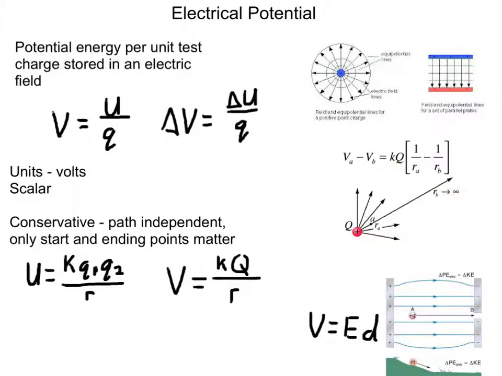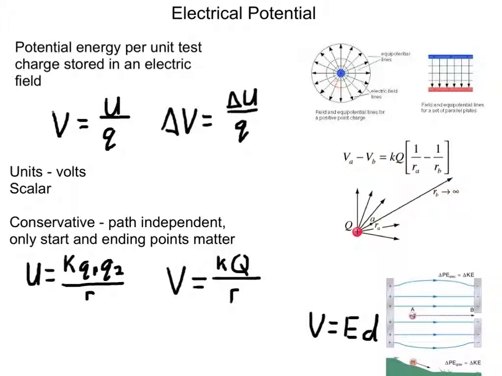All right, so let's talk about electrical potential. Electrical potential is potential energy. Think back to gravitational potential energy. There's a bunch of types of potential energy, aka stored energy. So this would be electrical stored energy, right? Electrical potential is the amount of potential energy per unit test charge stored in an electric field.